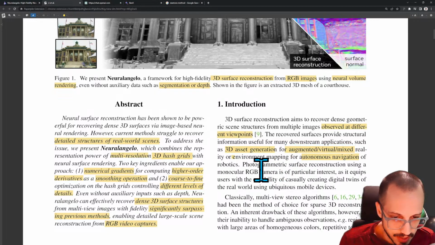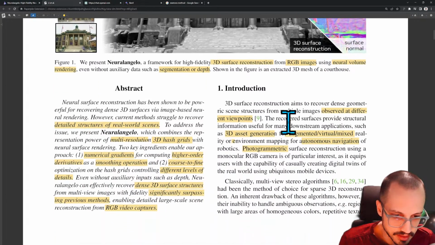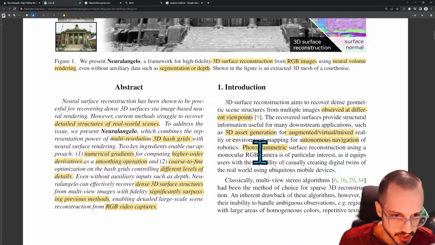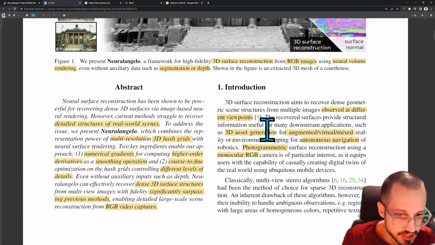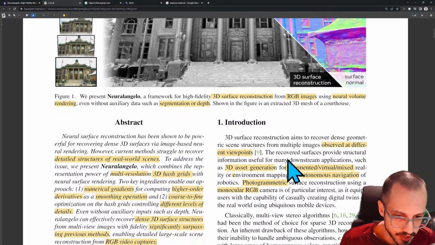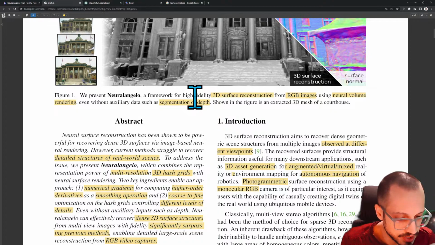Photogrammetry is the process of generally doing this. There's a subreddit for photogrammetry, people who love to scan things and make 3D objects, so definitely check that out if that's your interest. Using a monocular RGB camera. Monocular means it's a single RGB camera. It's not part of a stereo rig or something like that. And it's harder to do that because if you don't have a stereo, then you don't have an implicit sense of depth.